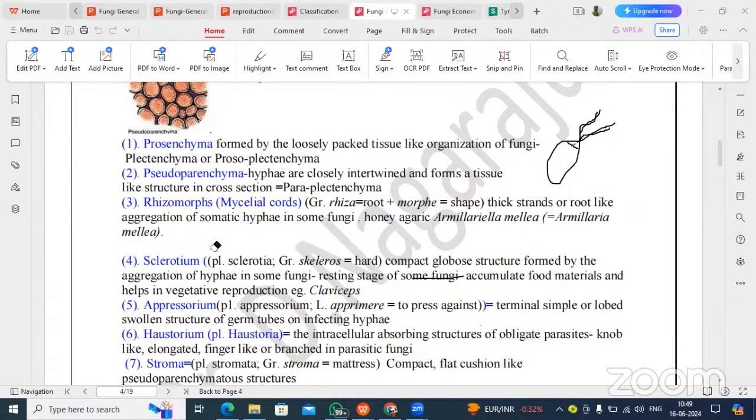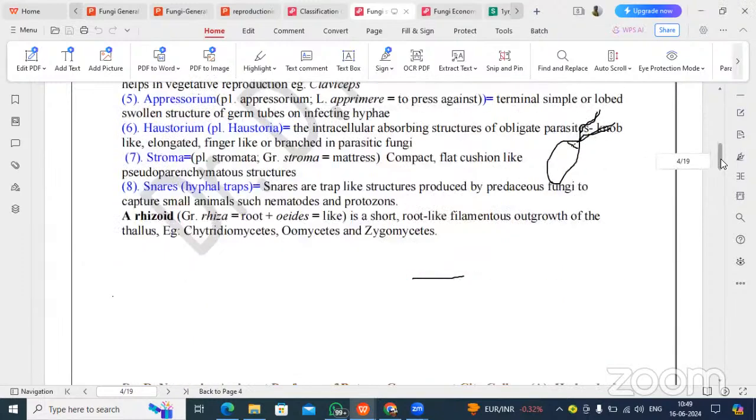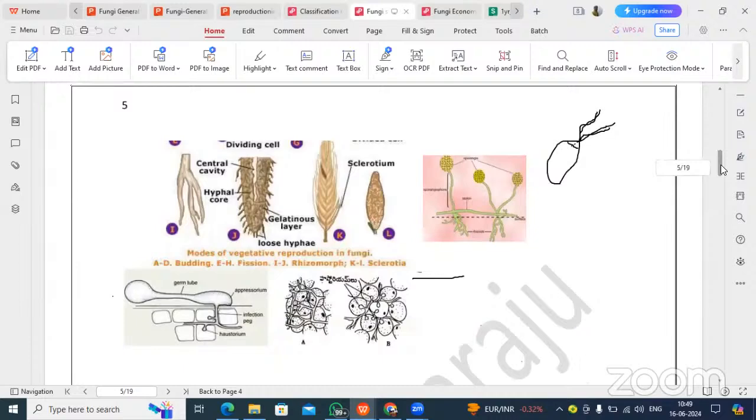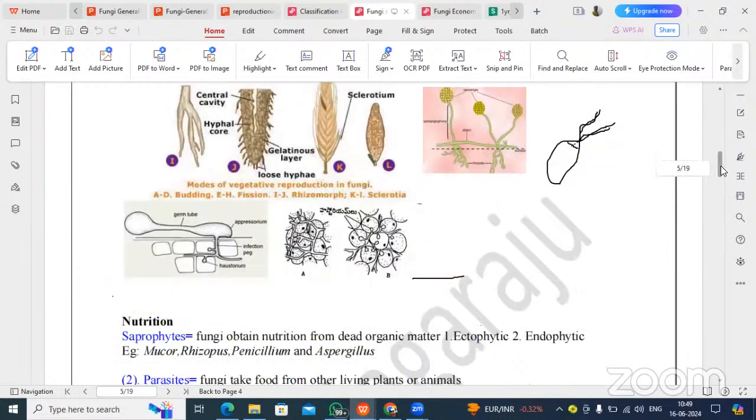And the next one is sclerotium and rhizomorph. The sclerotium, rhizomorph, appressoria, haustoria, stroma, fungal traps. You see here, these are the types. You can see the rhizomorph and sclerotia.